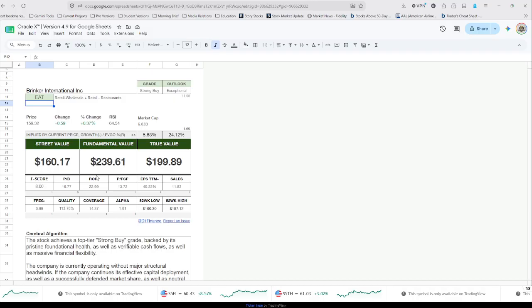Earnings are up 40%, sales up double digits as well. So I don't see any major red flags here in the numbers. But also, not the type of company I'm looking for right now. Either way, let's double check our discount here. 159.32. That's the price that they're currently trading at.